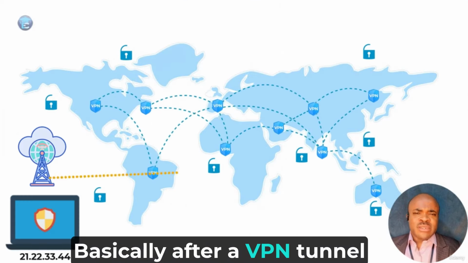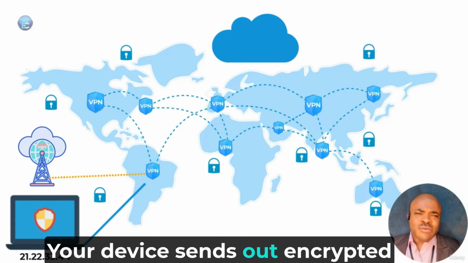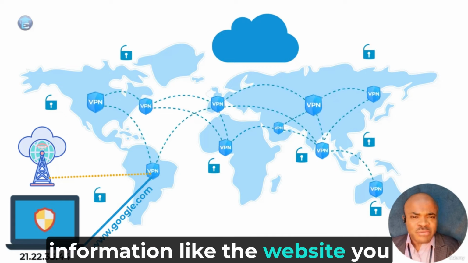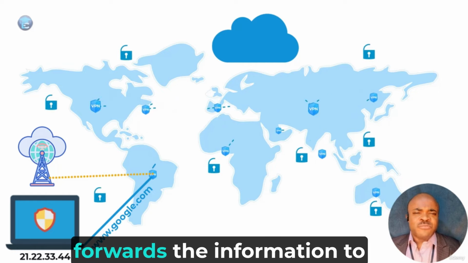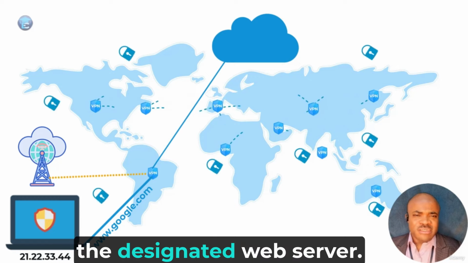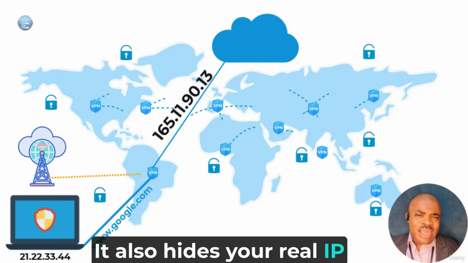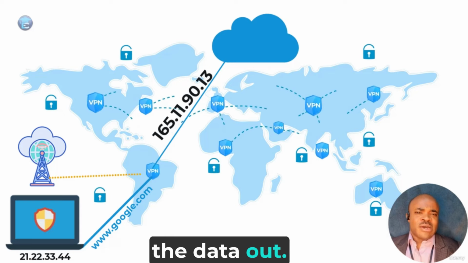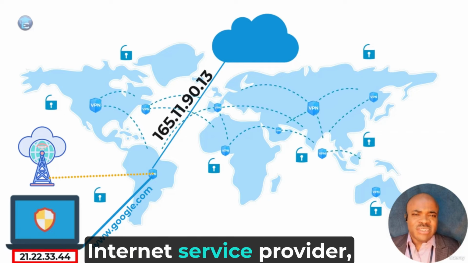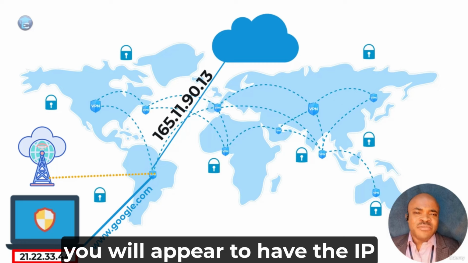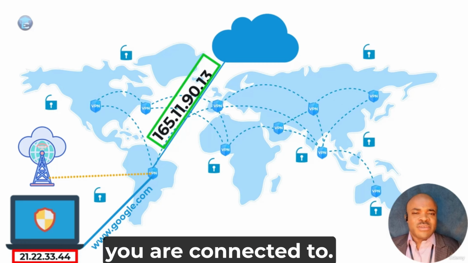Basically, after a VPN tunnel is established, your device sends out encrypted information, like the website you want to visit, to the VPN server. The VPN server decrypts it and forwards the information to the designated web server. It also hides your real IP address before sending the data out. So instead of your actual IP address assigned to you by your internet service provider, you will appear to have the IP address of the VPN server you are connected to.